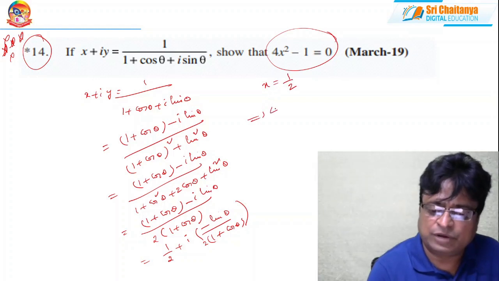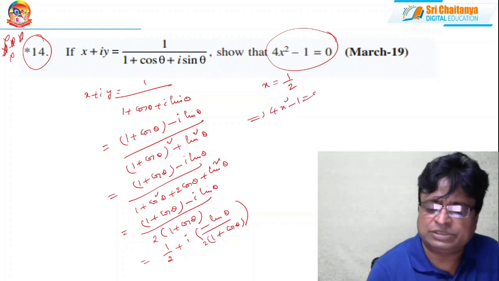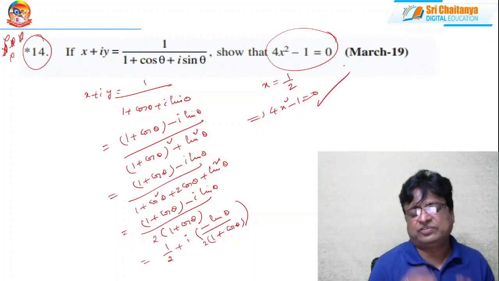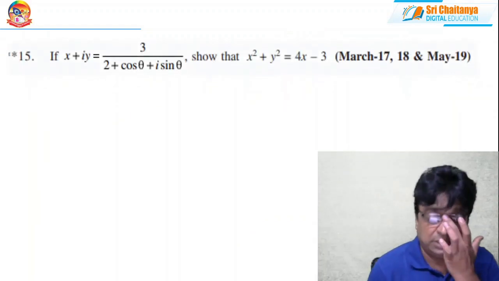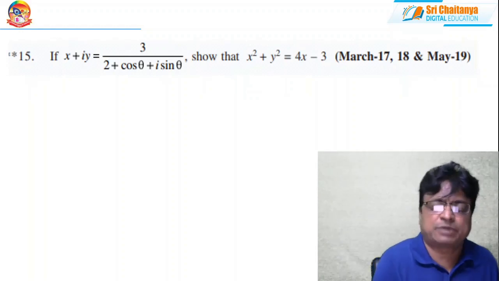So 4x square minus 1 equals 0. That's all about the problem. This is one of the most important problems. Now coming to problem number 15. It is also just like the previous problem only.